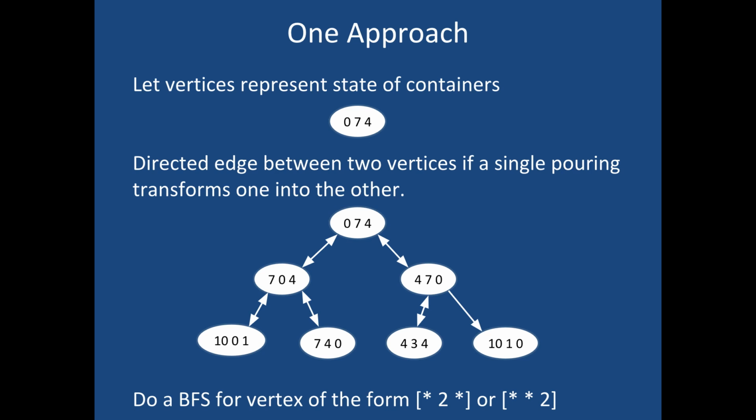So anyway, you have a directed graph. And the question we have to ask is, you got to do a breadth-first search, starting with the initial state. Is that the initial state? I don't remember. Yeah. Anyway, you're trying to end up in a state of one of these forms here that has 2 pints in either the small or the medium.